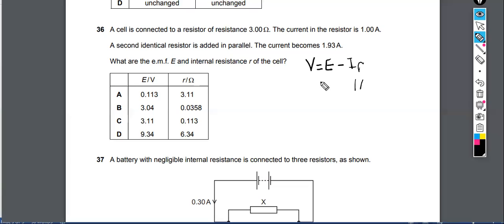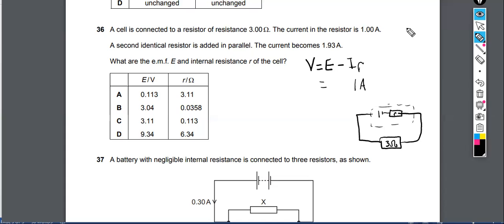We know that we don't know the EMF, but we know when the current is 1 amp, there's a resistor of 3 ohms there. It's perhaps helpful to sketch this out. So we've got an EMF source, and we think about it like there's a little internal resistor in there with it, and it's going out to a 3 ohm resistor. Got it like this. Okay.